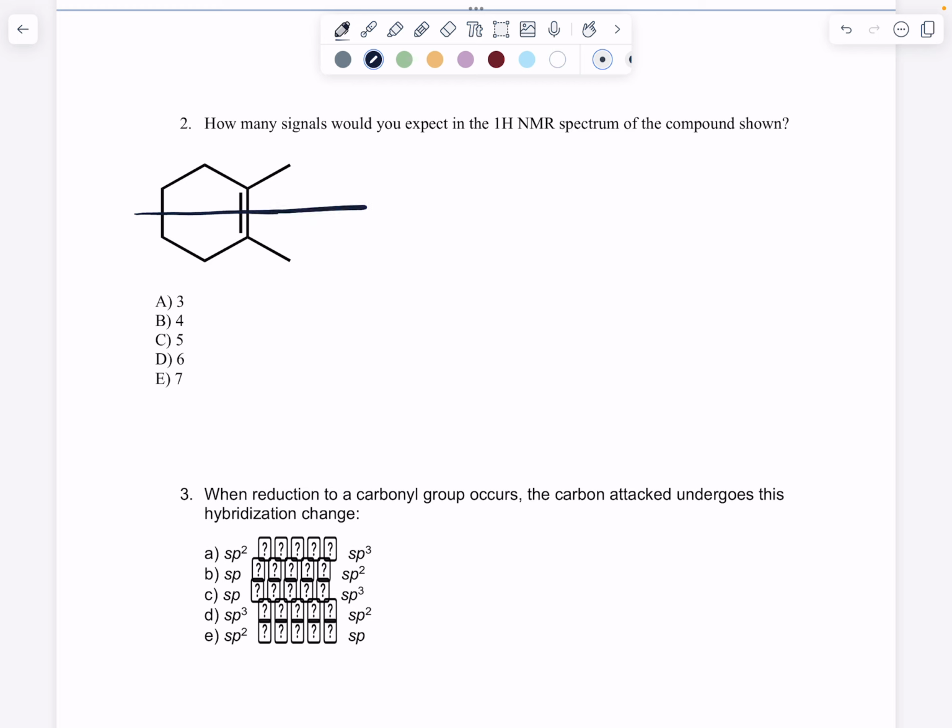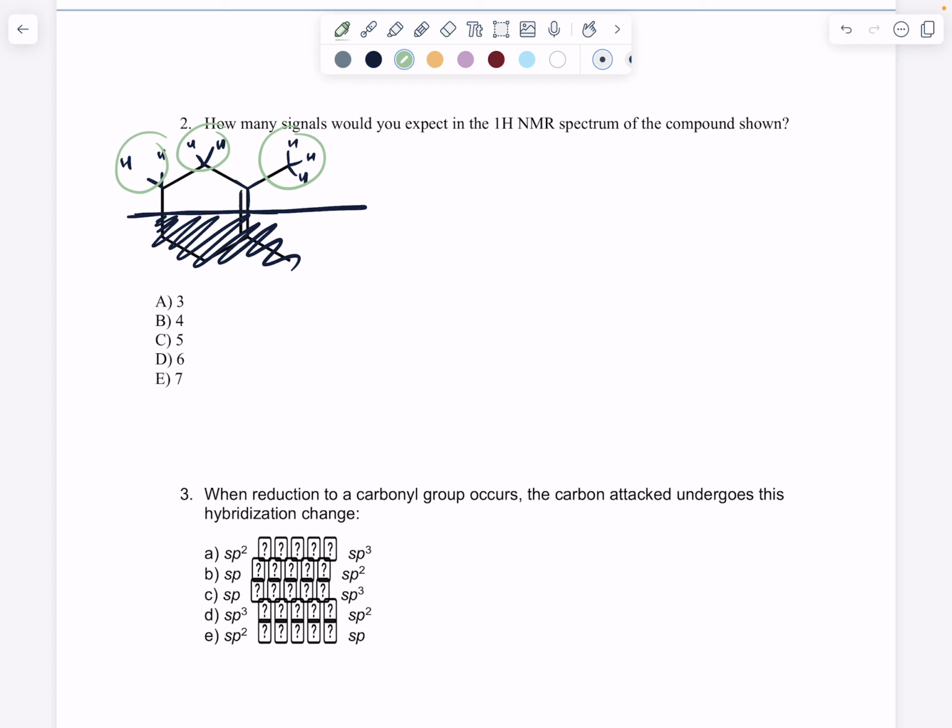Okay, next question. How many signals would you expect in the NMR spectrum of the compound shown below? So first thing I notice is that there's symmetry. And so you can cut this in half and know that these are going to be identical. So I'm only looking at half of this molecule. So I know that there's 2 hydrogens here, 2 hydrogens here. There's no hydrogens there because there's already 4 things bonded to this carbon. And then 3 hydrogens here. So I'm seeing 1, 2, 3 signals, and that's how many there would be.